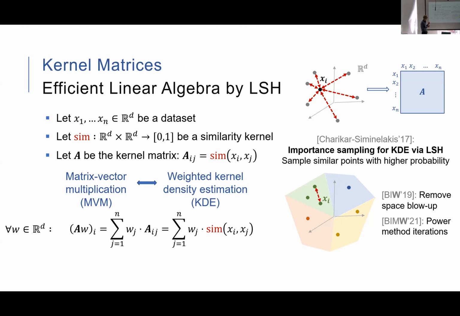Charikar and Siminelakis, this was something known as folklore before, but they formalized it for kernel density estimation. They showed you can use it formally to get a better approximation for KDE. And the idea is very simple. You impose an LSH partition on your data set, and then instead of sampling a uniformly random point, you sample a point only from the part of the partition where the fixed point xi is. And because LSH has the property that near points are likely to be there, you are sampling the more similar points with high probability. And you get importance sampling, so a better trade-off between the error and the number of samples.